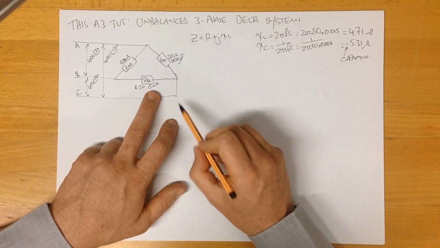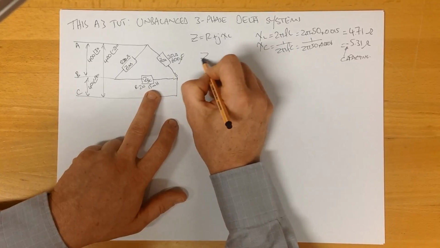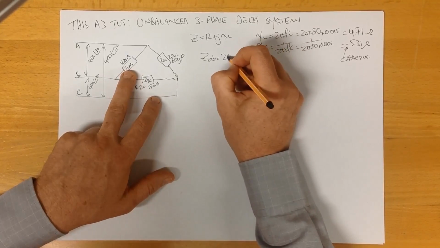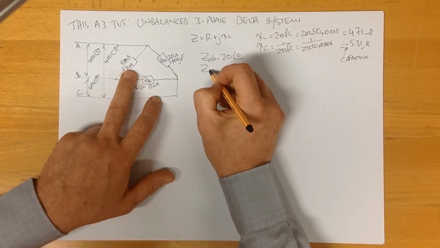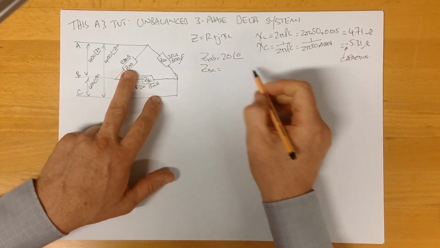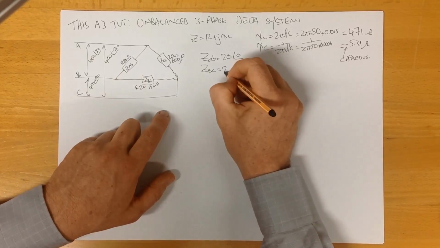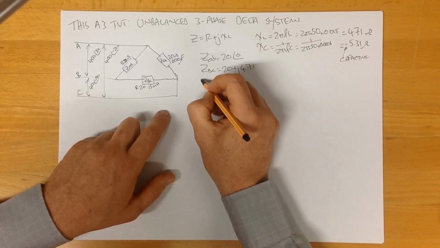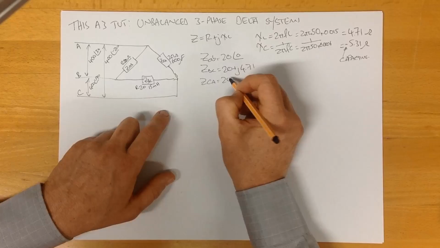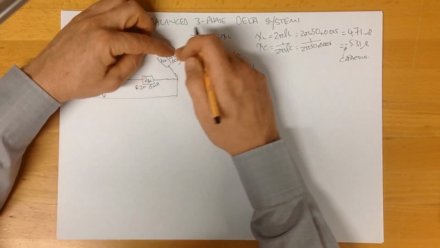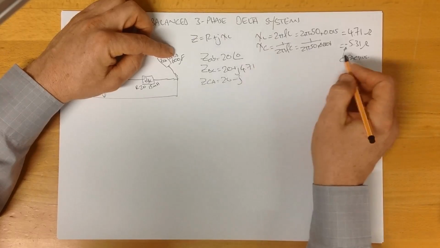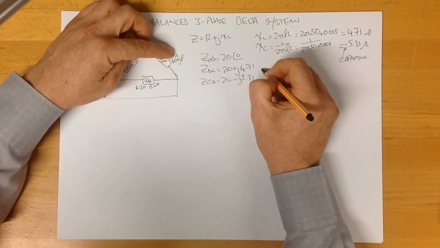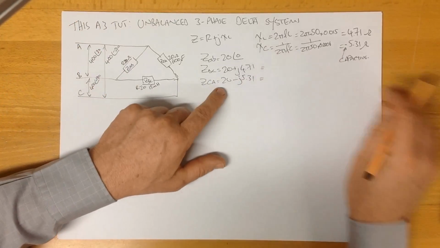So we now know what our impedances are. We now know that ZAB is a pure resistor, so that has an impedance of 20 at 0. ZBC has an impedance of 20 plus j4.71, and ZCA has an impedance of 20 ohms of resistance minus j5.31. In order to use these in our calculations we need to convert them to polar form, which we can do.